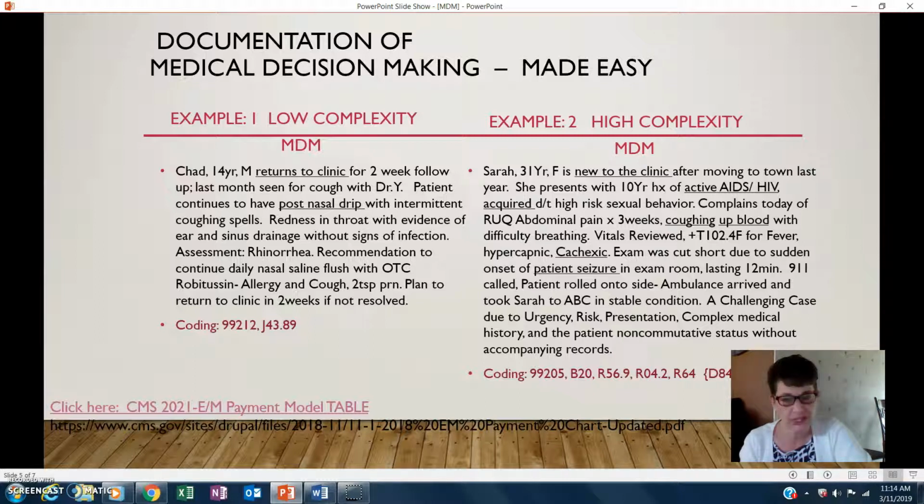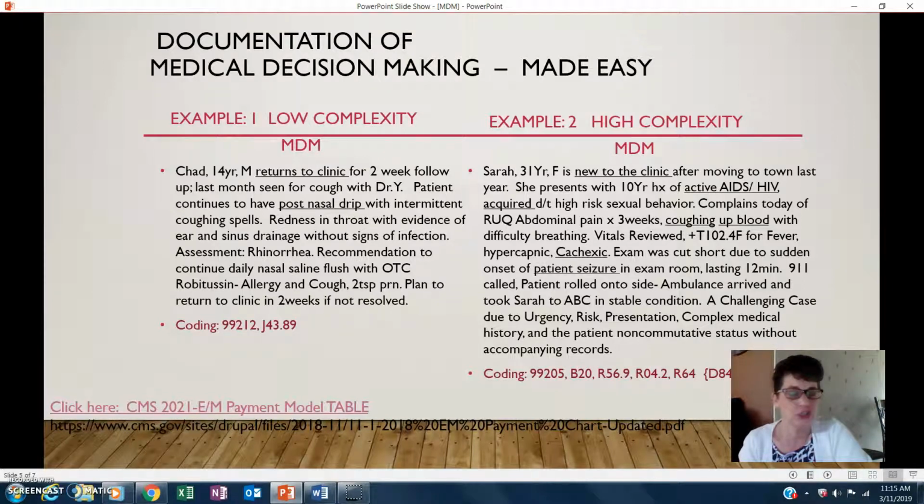Recommendations to continue daily nasal saline flush with over-the-counter Robitussin and cough medicine, 2 teaspoons as needed, and return to the clinic if it's not resolved in 2 weeks. It's a fairly straightforward, low complexity visit. If you're going to code it, 99212, established office visit, and J43.89 for the rhinorrhea.